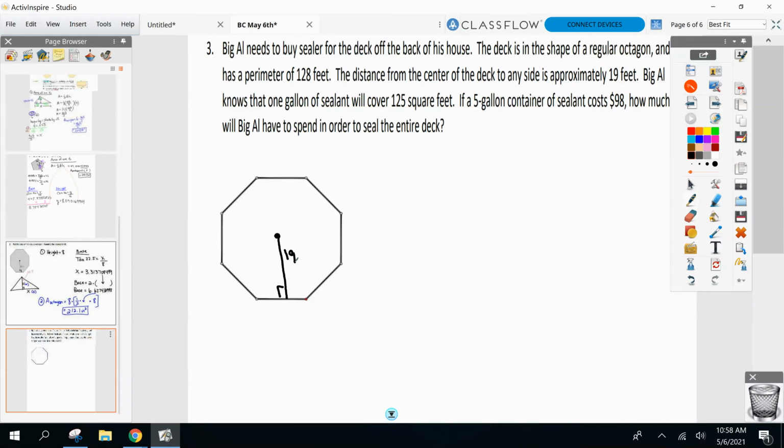Oh, now here we go. 1 gallon covers 125 square feet. A 5-gallon container costs $98. How much is Big Al going to spend?